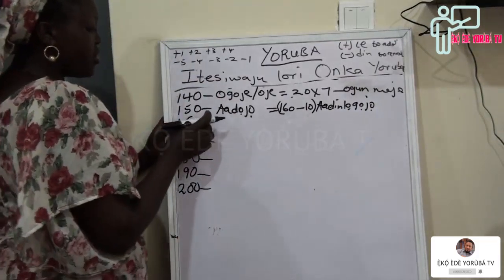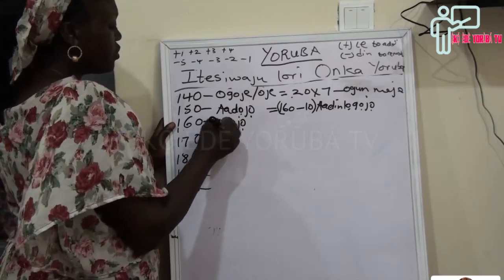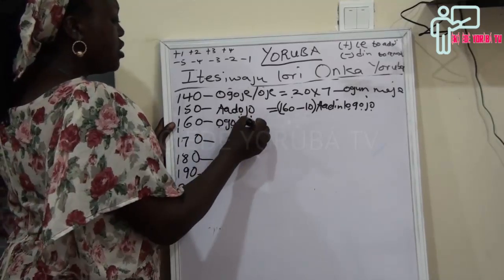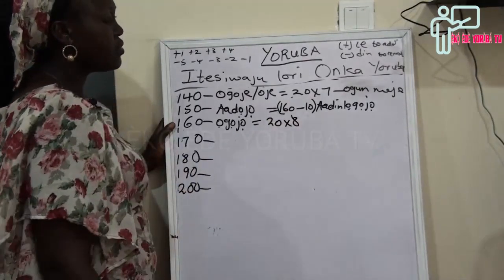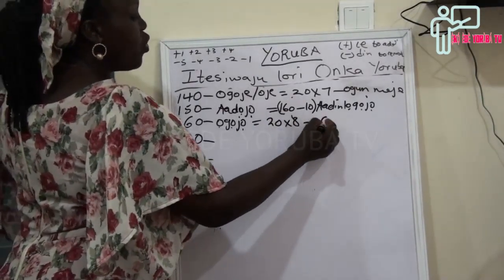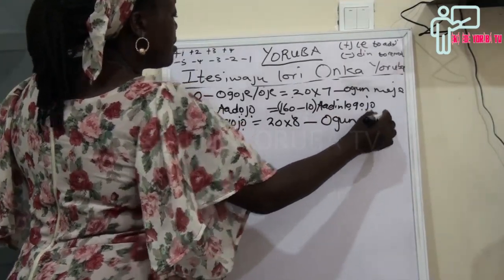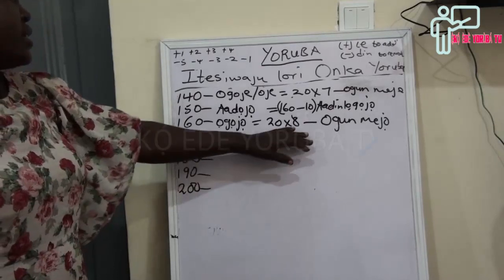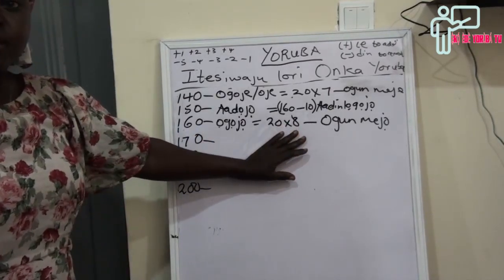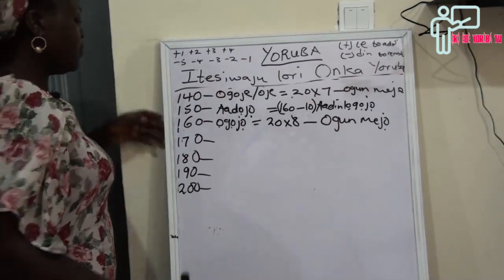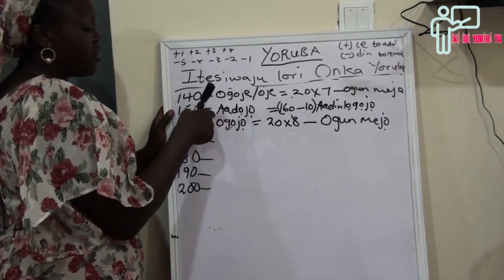So this one is 160 also, which is ọgọ́jọ. Ọgọ́jọ means 20 times 8, where we can find ogún mẹ́jọ. That is, you can find 20 in 8 places. Ogún mẹ́jọ. And this one is 150.